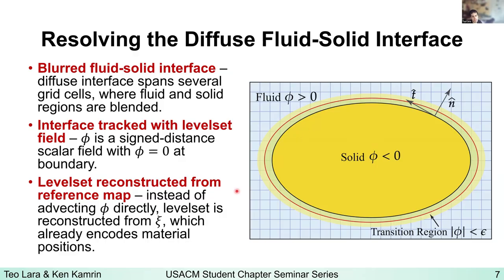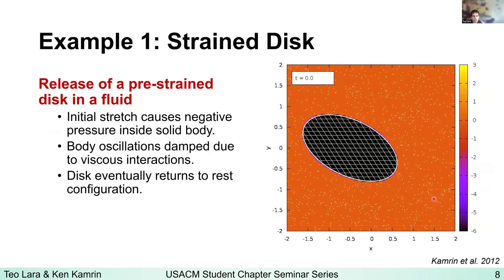Instead of advecting the level set field forward in time, we can just reconstruct it from the reference map, which already exists, which ends up being a little bit more efficient. There is this transition zone, this small region where this level set field is smaller than some small epsilon. And in this region, it is slightly viscoelastic since the solid and the fluid are sort of smoothly blending into each other. So a few fun examples.